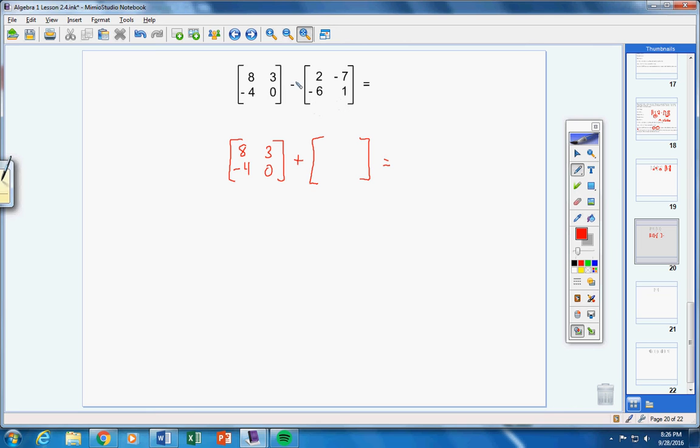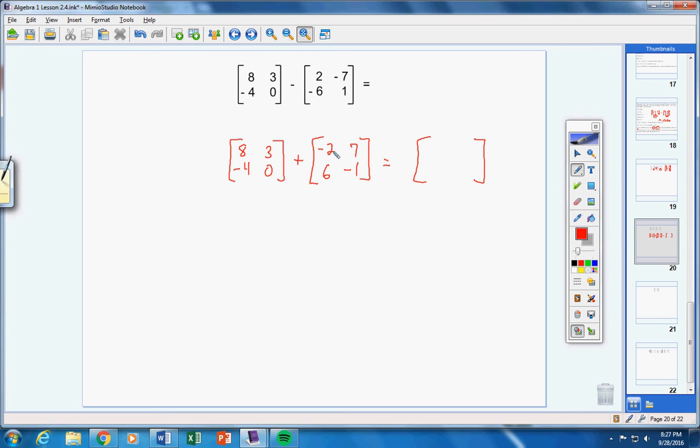So you're allowed to make this become positive. You're allowed to do that as long as you change all the signs over here. So your positive 2 becomes a negative 2. Your negative 7 becomes a positive 7. Negative 6 becomes 6. And 1 becomes negative 1. And now you can add and we'll get the exact same answer.